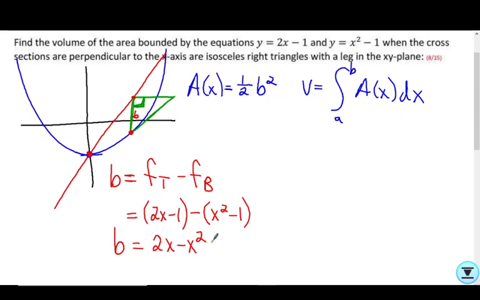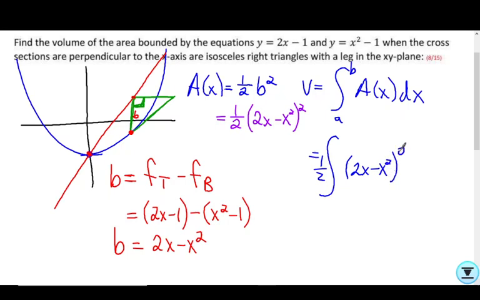Then using that, we can plug it into my area, which means my area equation is going to be 1/2 of (2x minus x squared) squared. And then we can plug that into my integral, giving me my volume equation. I'm going to put the 1/2 out in front to make my life easier: 1/2 times the integral of (2x minus x squared) squared dx, like so. Now all I need to do is find my limits.